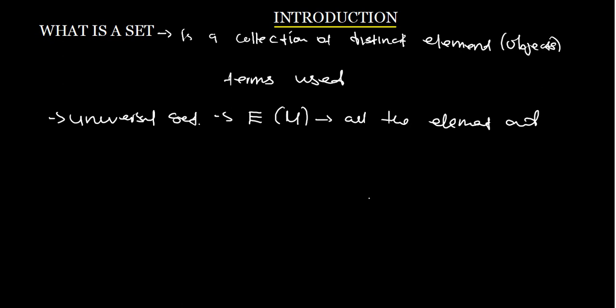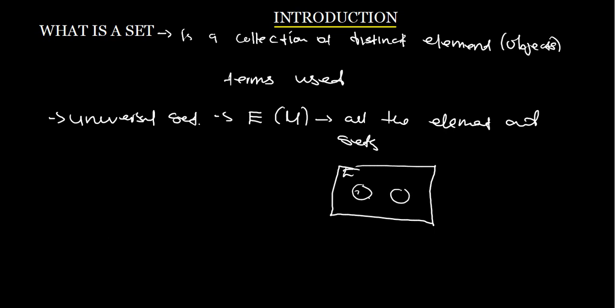So all the elements and the sets. If I have a box like that, then I have set A and set B. So the universal set is everything. Let's say there's 2, 1, 3, 3. So all the elements found inside this box is the universal set. So you list all the elements. So that is the universal set.